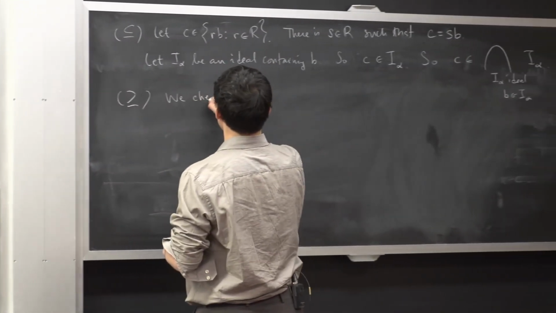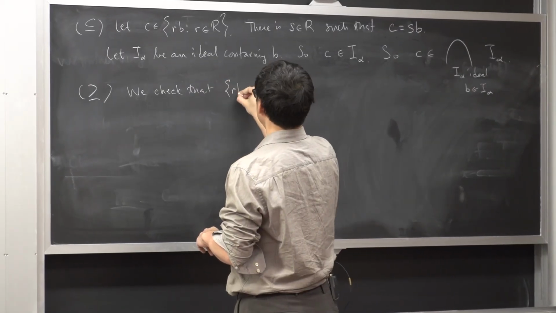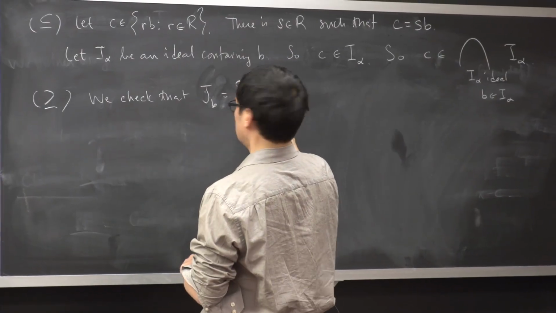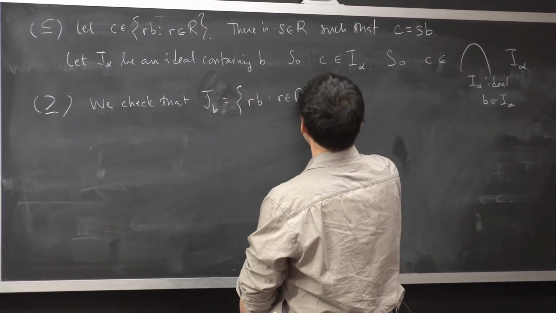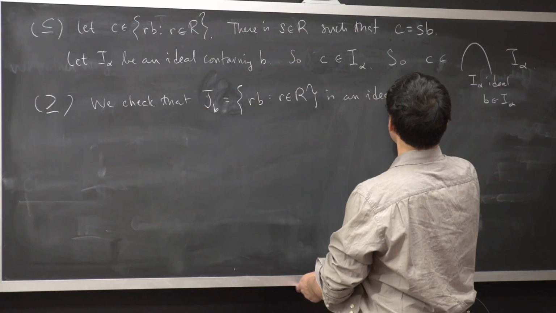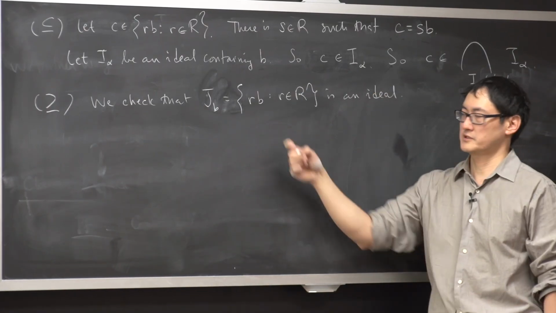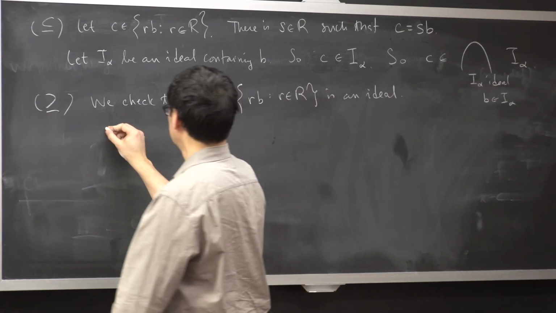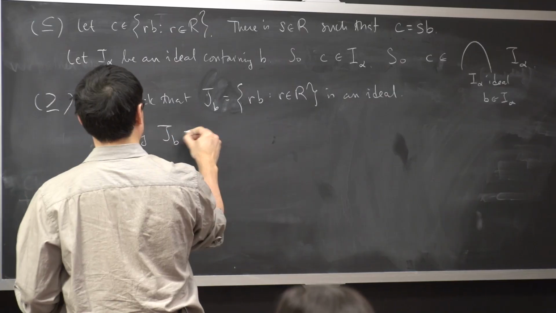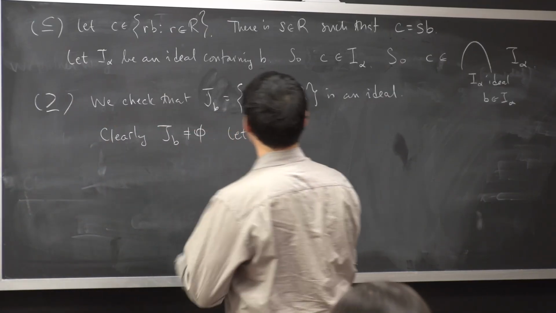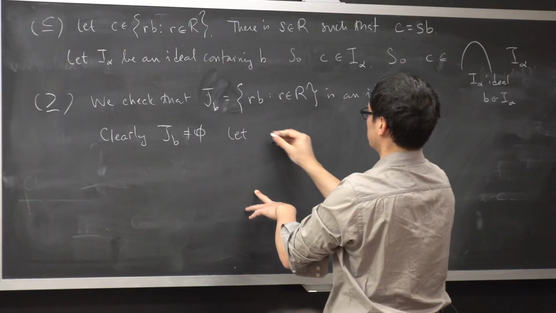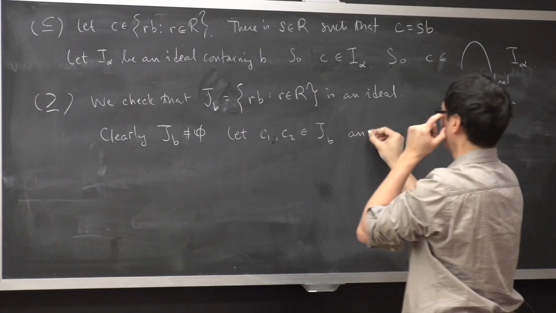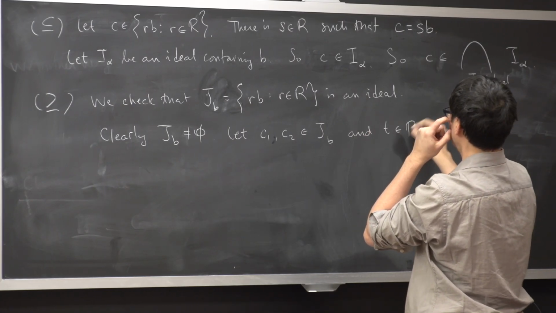We check that RB, okay, let's give it a name. Let's call it JB. R, and R is an ideal. So clearly it's non-empty, all multiples of B, non-empty. So clearly JB is non-empty. All right, let's take a couple elements of it. Let C1, C2 be elements of JB, and I want another element, say T, to be an element of R.